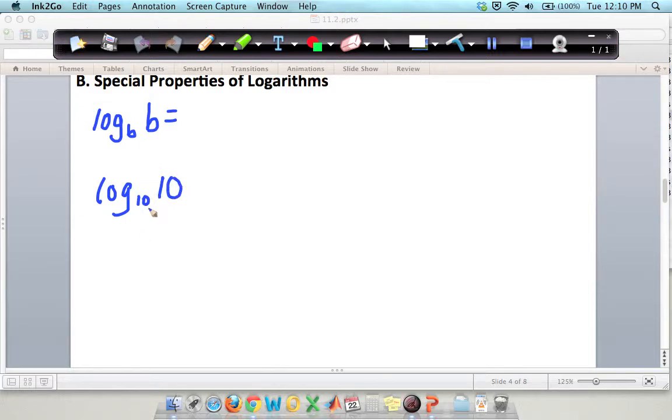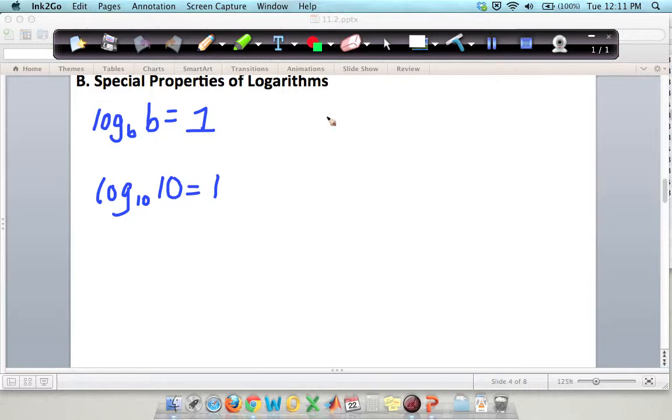This is saying 10 raised to what power is 10? And you can put this into your calculator. You don't need to type in the base. You just press the log button and then the number 10 and hit enter. You should get 1, and that's because 10 raised to the first power is 10. So when your base and what you're taking the log of are the same, this is always going to equal 1.